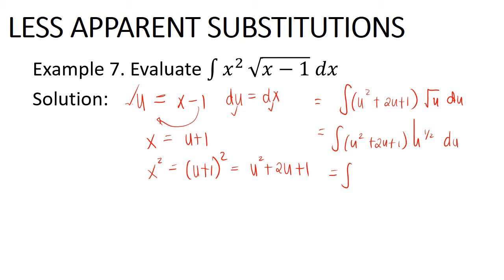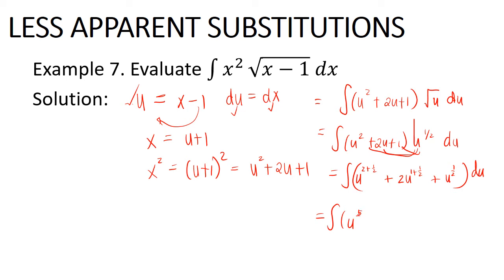So, u squared times u raised to 1/2, same base, pag nakamultiply, i-add lang natin yung exponents. Dito, 2u times u raised to 1/2, then dito sa 1, dinistribute ko lang to. So, we get u raised to 1/2. Then, lahat to nakamultiply kay du. Simplify natin. u raised to 2 plus 1/2 is 5/2.